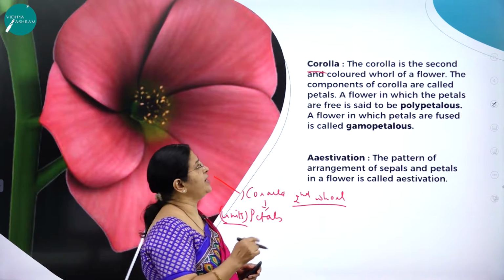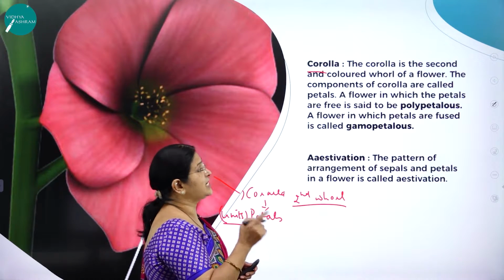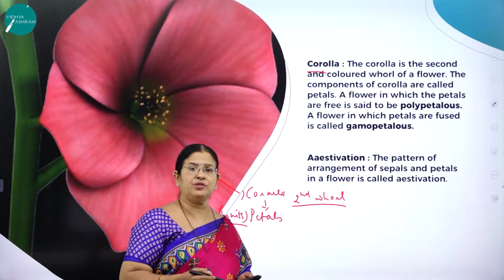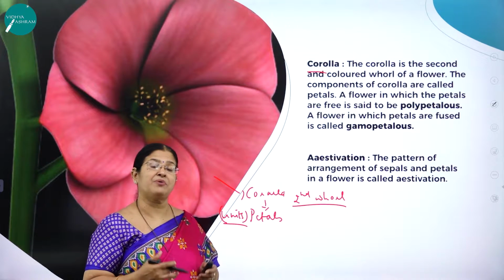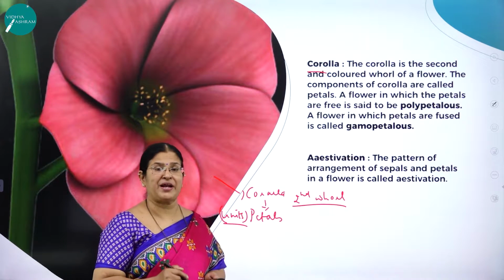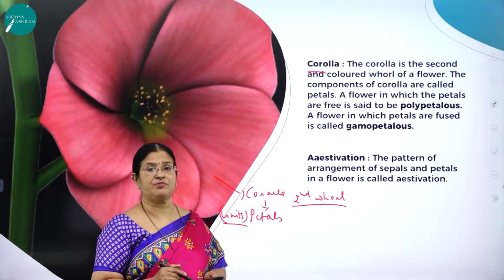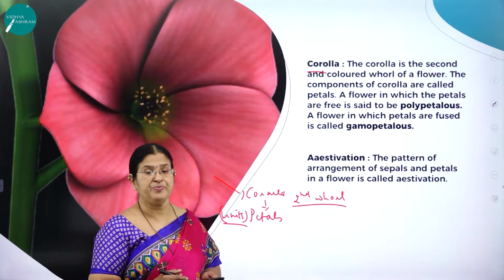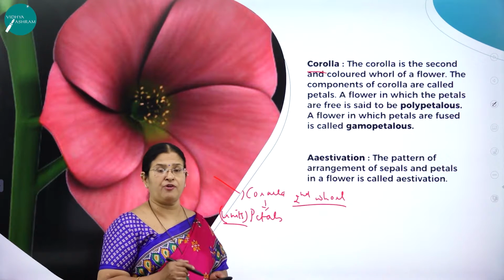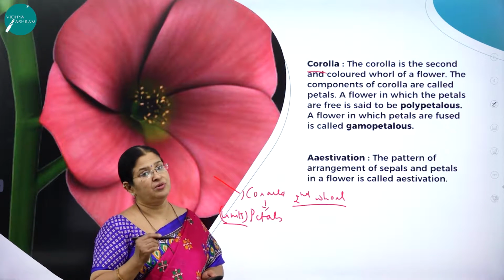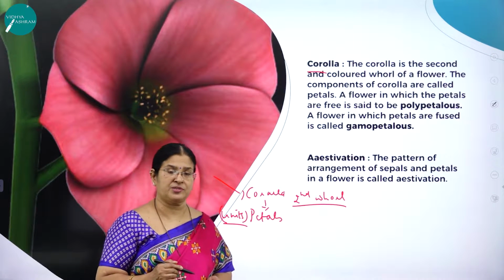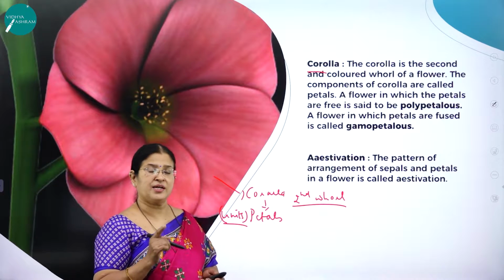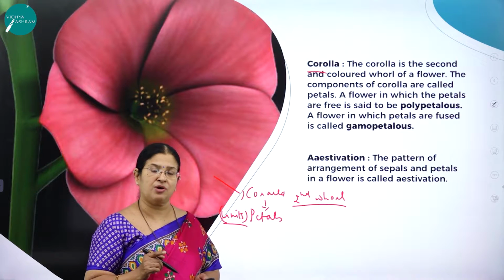So the corolla is the second and colored whorl of a flower. You can see in this beautiful picture, and all of you know that the flowers, the petals are brightly colored. Why are they brightly colored? To attract the insects for pollination. As I said, the gamete transfer has to happen. So the pollen grains should come and fall on the stigmatic surface to facilitate a very important process called fertilization. And that is possible only when the insects come and carry on the process called pollination.